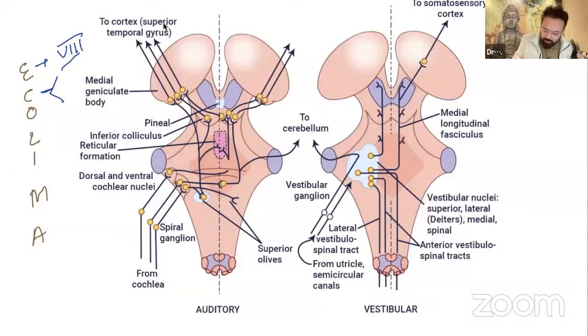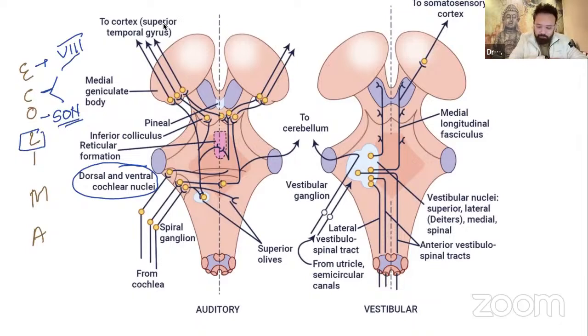You can see here, dorsal and ventral cochlear nucleus. What is C? Cochlear nucleus. Dorsal and ventral cochlear nucleus. What is O? O is superior olivary nucleus. Okay. What is L? Anyone can tell me L? What is L in E. coli MA? This is from the cochlea. This is your wonderful lateral lemniscus. Where did we study medial lemniscus? In the dorsal pathway. It is a lateral lemniscus.